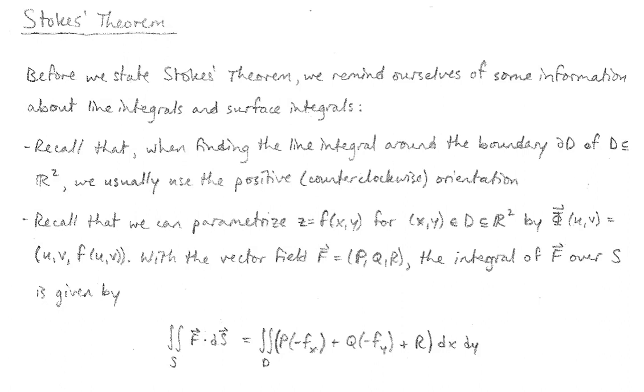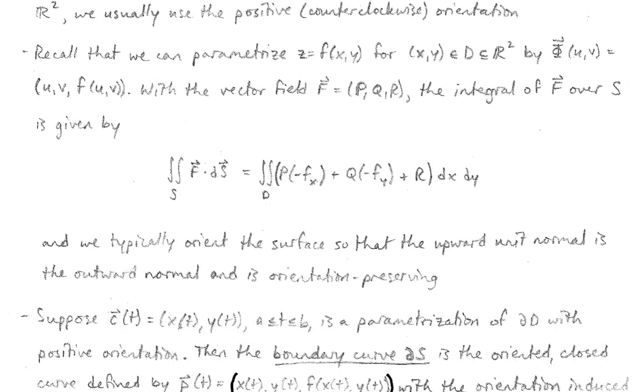And as mentioned in previous videos, we are working with the outward unit normal, and when our surface is a function of two variables, the outward pointing unit normal is the upward pointing unit normal. So that's just the couple small things we need to recap. Now we move on to some terminology and some other notation.